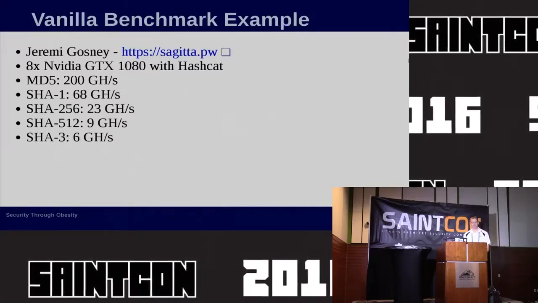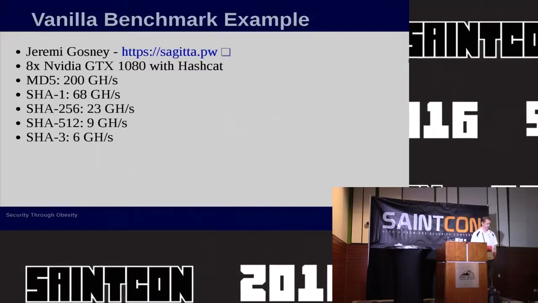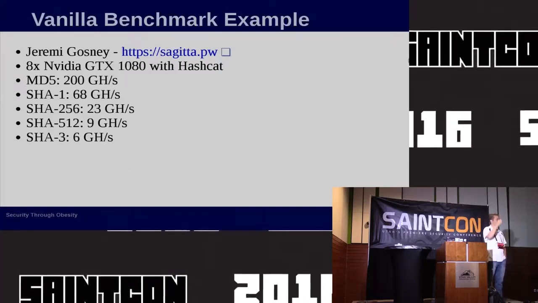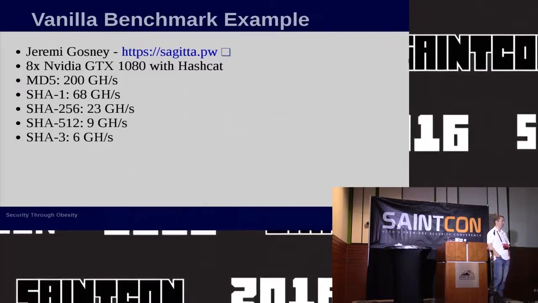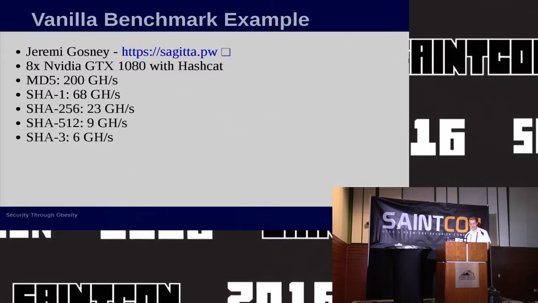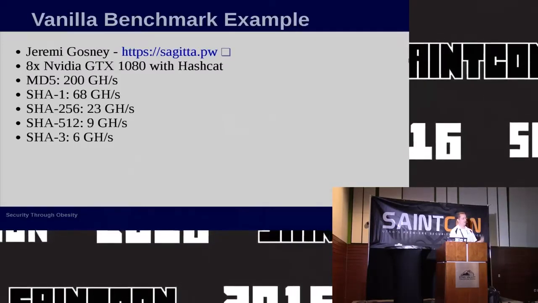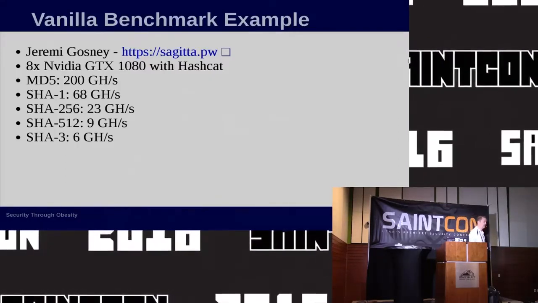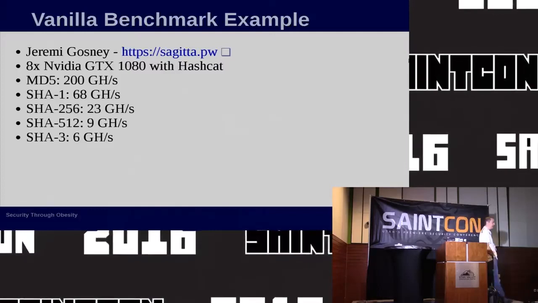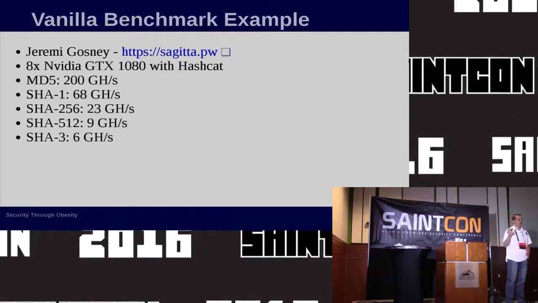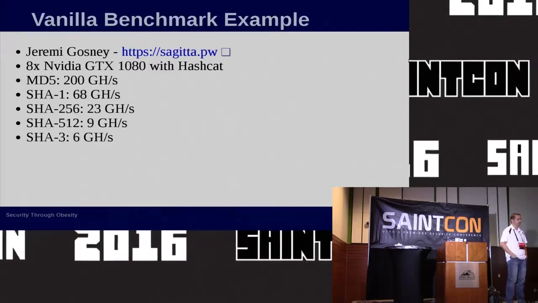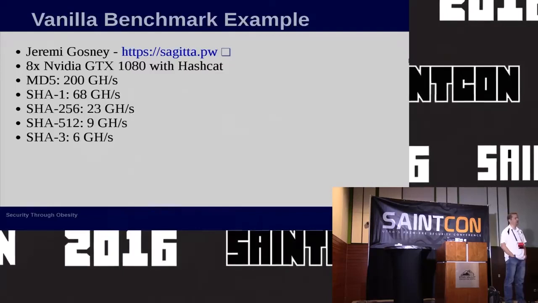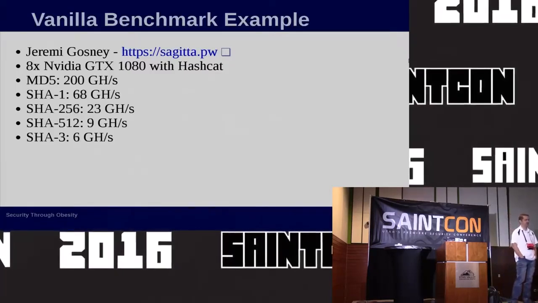He recently acquired, and he calls this a hobbyist password cracking machine, 8 NVIDIA GTX 1080 GPUs. Okay? Put them in a box, got Hashcat 3.0, and then started benchmarking all of the password hashing algorithms that Hashcat supports. And this is what we see with these generic password hashing functions. In this 8 GPU cluster, MD5 could do 200 gigahashes per second. That's 200 billion MD5 hashes per second.